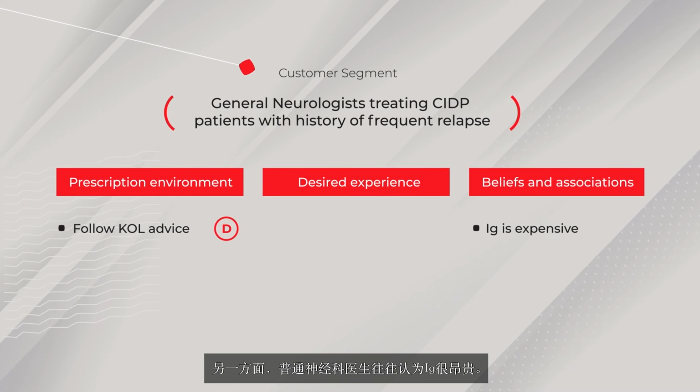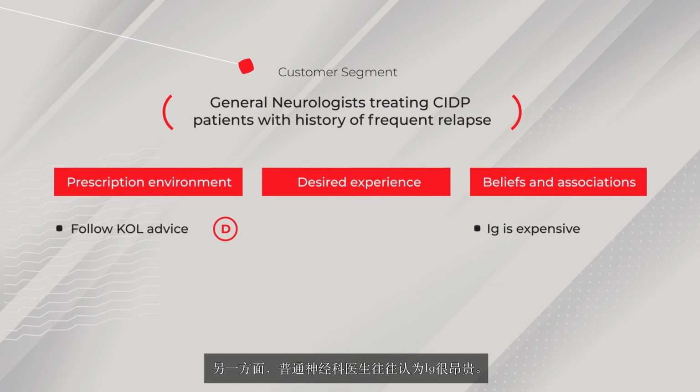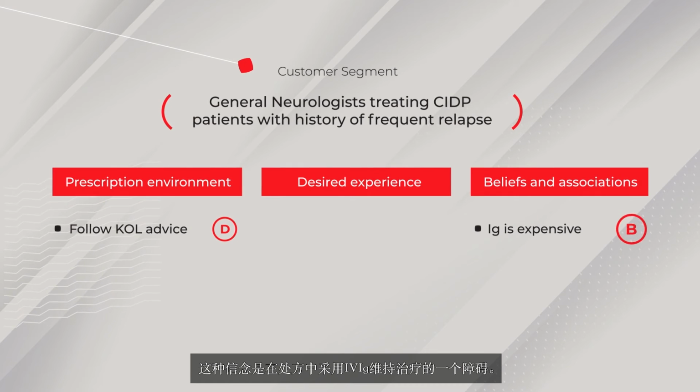On the other hand, general neurologists tend to believe that IG is expensive. This belief is a barrier to prescribing IVIG maintenance therapy.